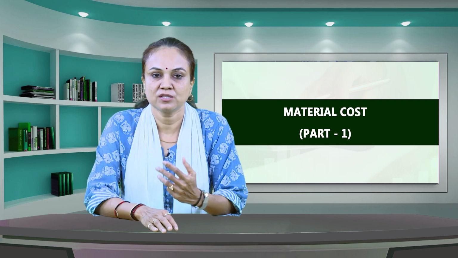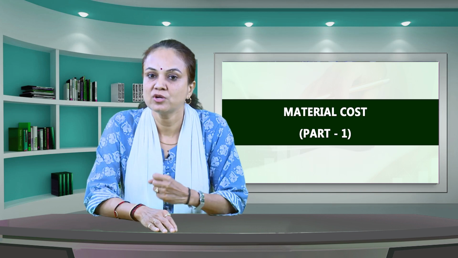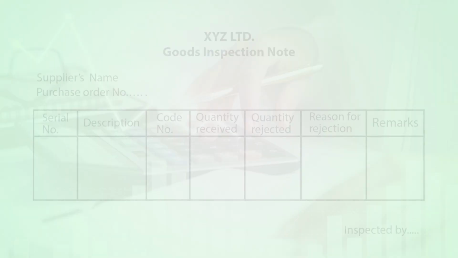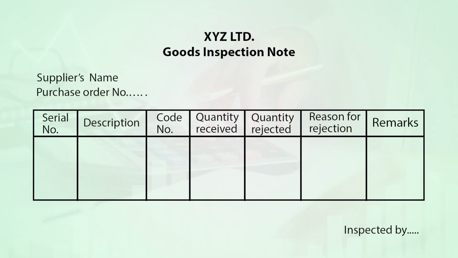After physical verification by the goods received department, the materials are sent to the inspection department to check the quality of material received. Finally, the inspection report will be sent to the purchase department. Let's have a look at the format of the goods inspection report. The goods inspection report of XYZ Limited is given.